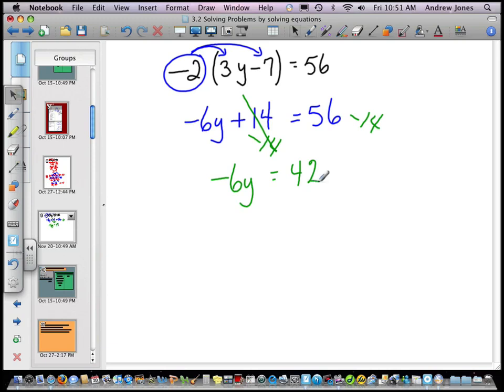The coefficient is the number that's multiplied by the variable. In this case, it's minus 6 times y. The opposite of multiplying is dividing. So if I divide by negative 6 on this side, these two cross out, I have to do the same on the other side. The answer becomes y equals -7.